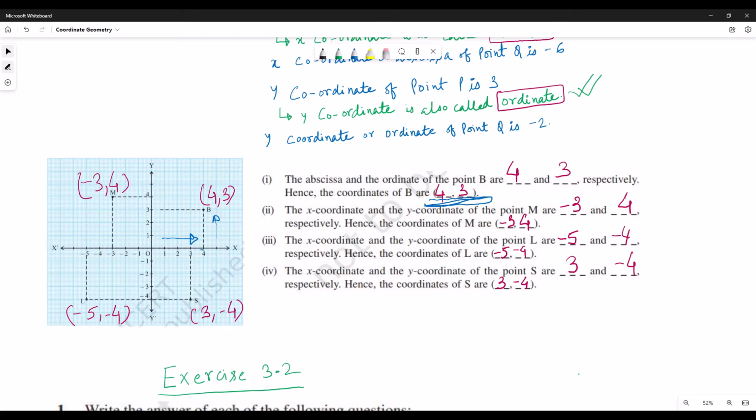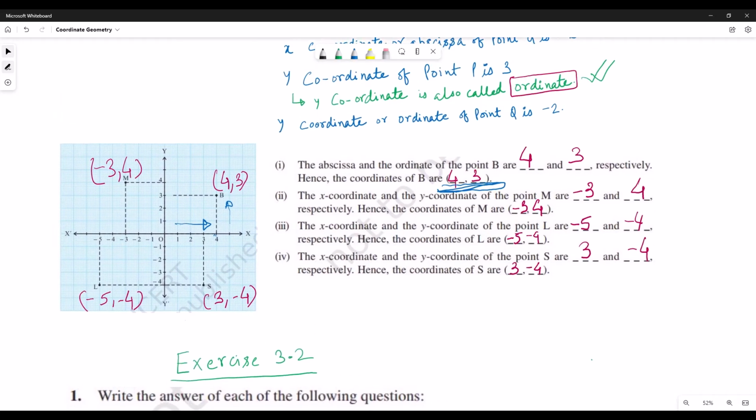The X coordinate and Y coordinate of the point S are: the point S is in the positive X direction and negative Y direction. So in the positive X direction it is +3 units, and in the negative Y direction it is -4 units. So the coordinate of S is 3, -4.